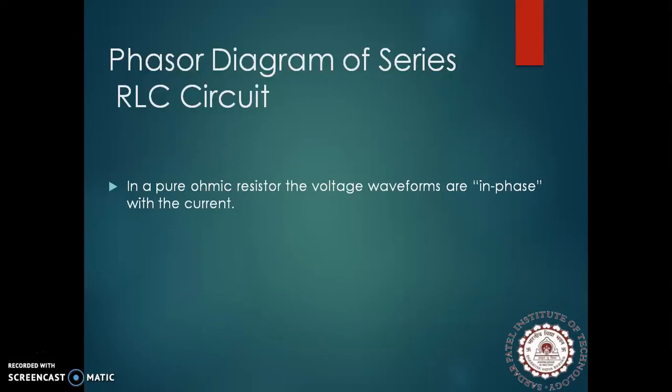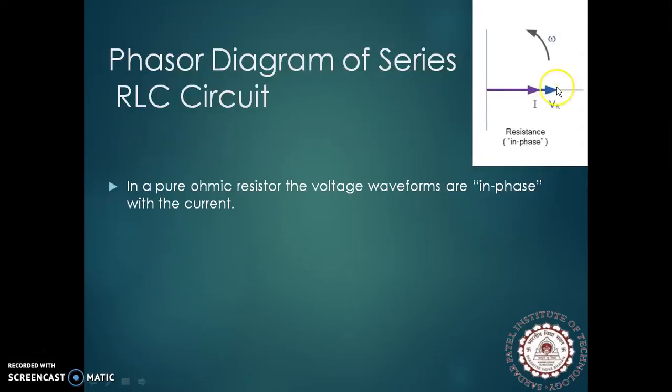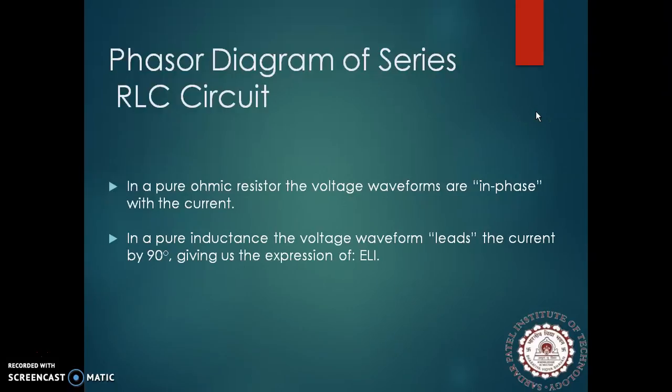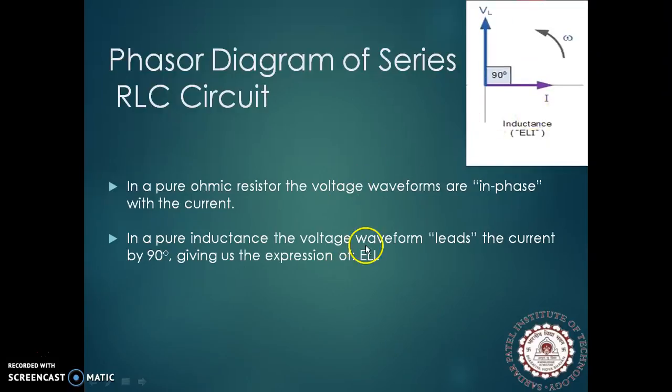In a pure ohmic resistor, the voltage waveforms are in phase with the current, as we can see here. In a pure inductance, the voltage waveform leads the current by 90 degree. We can remember this by the mnemonic ELI, where E stands for EMF, L stands for inductor, and I stands for current. So EMF leads the current by 90 degree in an inductor.